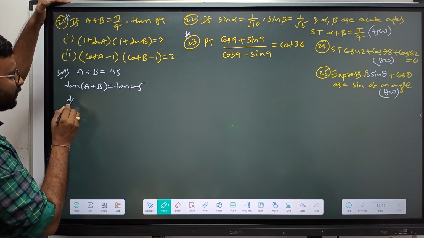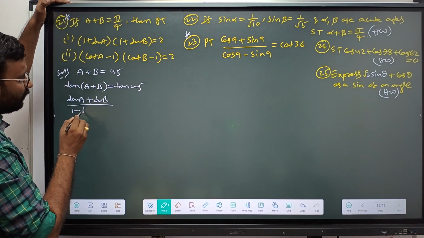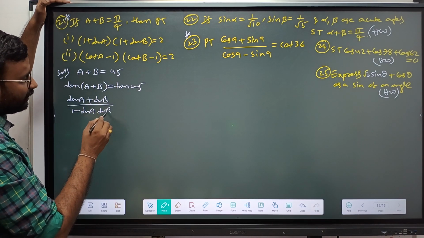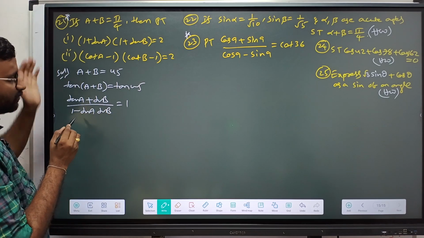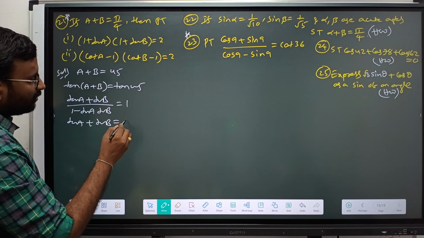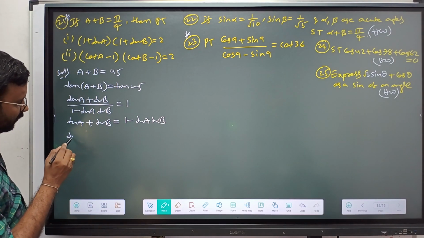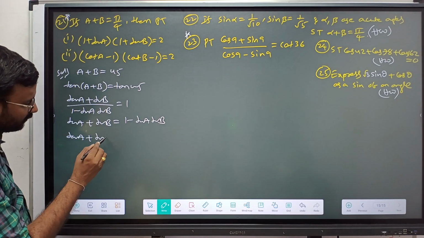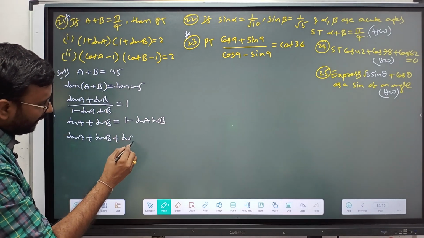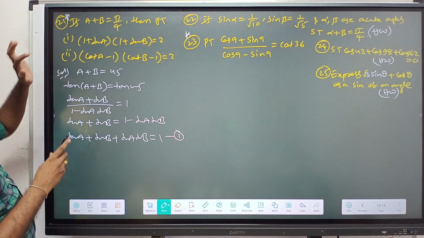What is tan of A plus B? Tan A plus tan B by 1 minus tan A tan B is equal to 1. Now cross multiplication: tan A plus tan B is equal to 1 minus tan A tan B. Take this negative to this side. Tan A plus tan B plus tan A tan B is equal to how much? 1. Now take LHS.